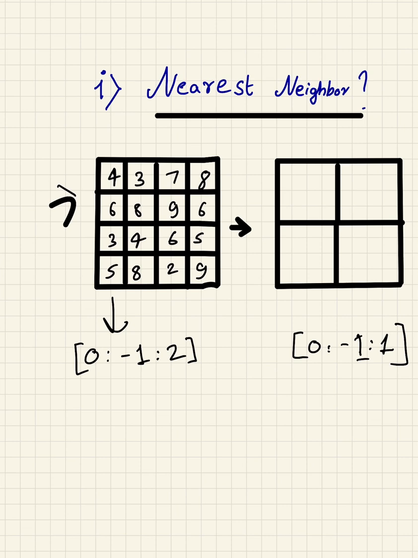So for example, 1 2 3 4, 1 2 3 4, this is a 4 by 4 pixel image, and we want to convert it into a 2 by 2 pixel image. So how to do it? There can be a lot of methods, but I think one of the methods in the starting, which is good for beginners, would be nearest neighbor downsampling. So how to do it?